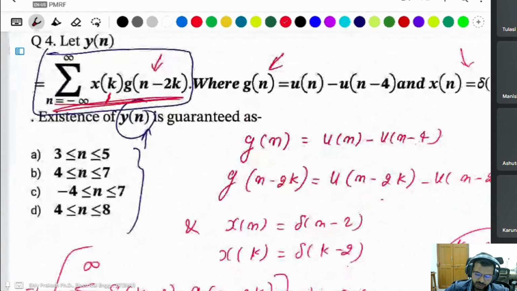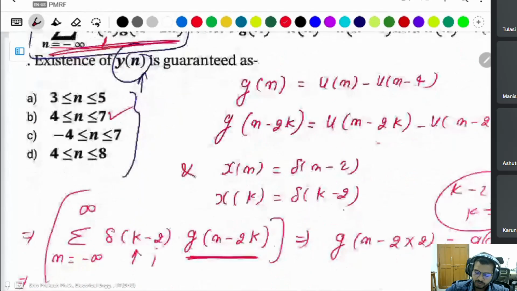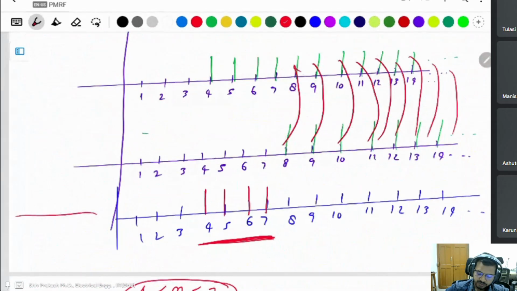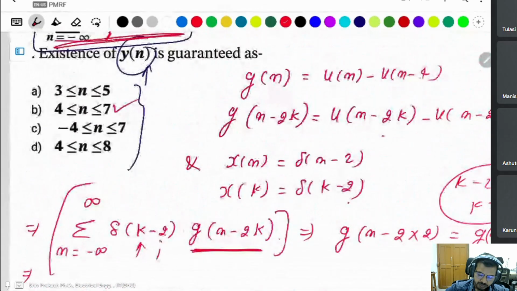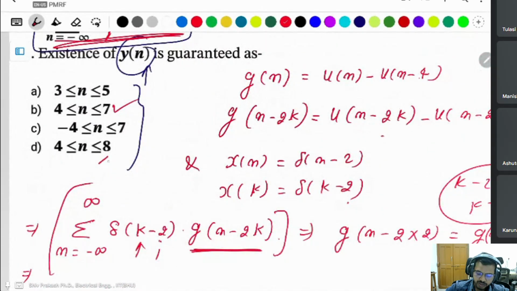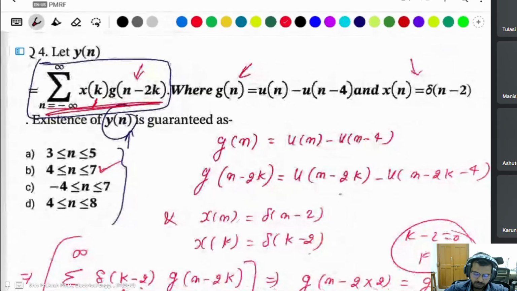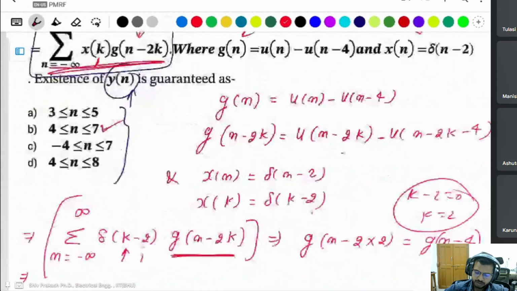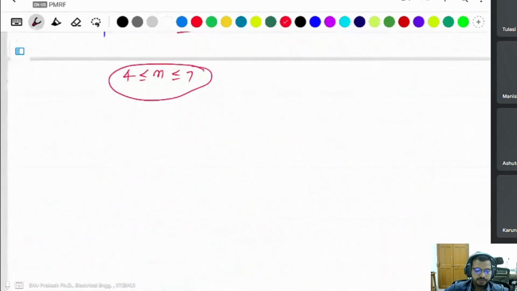Then same question, 4 to 7. Not minus 4 to 7, because minus 4 is here somewhere. 4 to 8, no, only 7. I think this is a GATE question. GATE Electrical, I think. Okay.